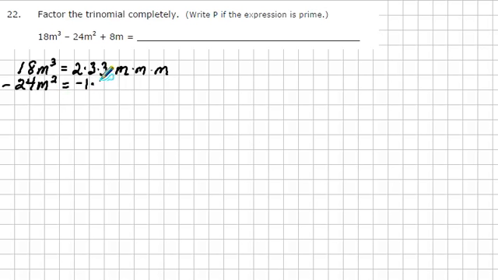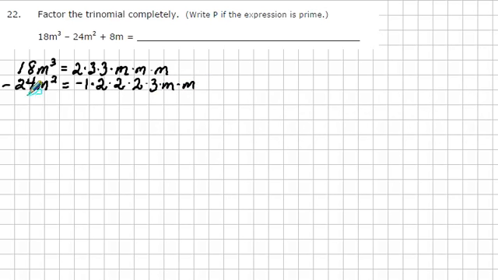24 is even, so it's divisible by 2. And 2 goes into 24 12 times. 12 is even, so it's divisible by 2. And 2 goes into 12 6 times. And 6 is divisible by 2. And 6 divided by 2 is equal to 3. M squared is m times m.